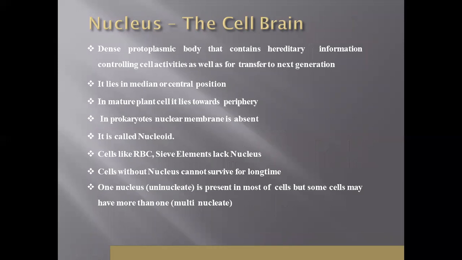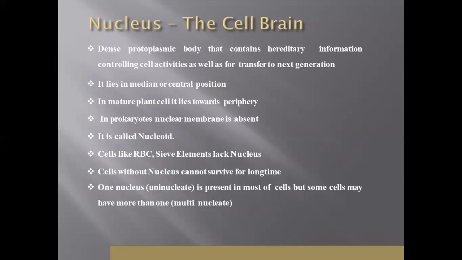Cells like RBC and sieve elements lack a nucleus. RBC, you must be aware, is red blood cells. Sieve elements are part of plant tissue. They are present in the phloem, which is the tissue responsible for food transportation in plants. Cells without a nucleus cannot survive for a long time. That's why sieve elements are dead elements, right?